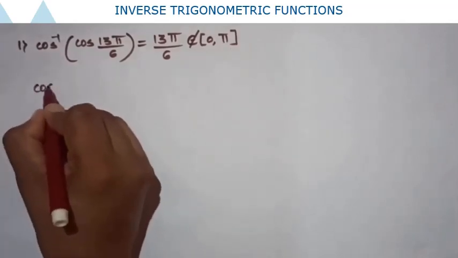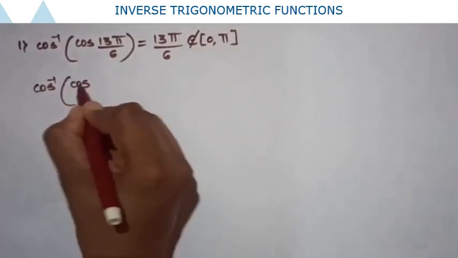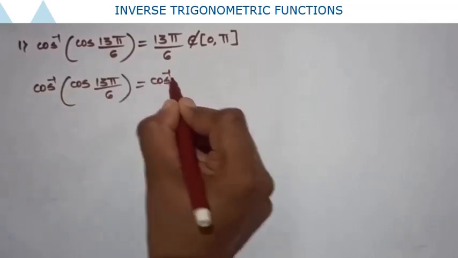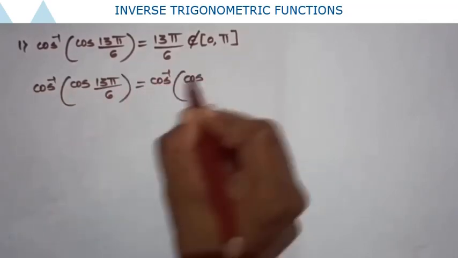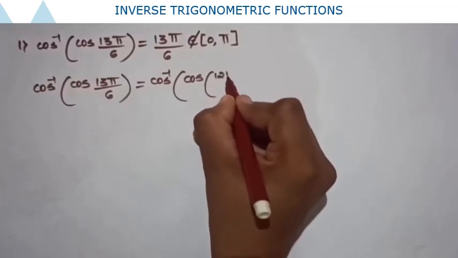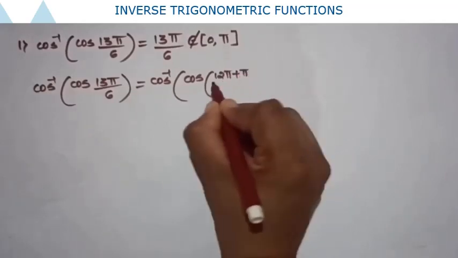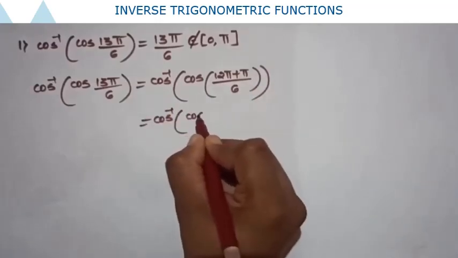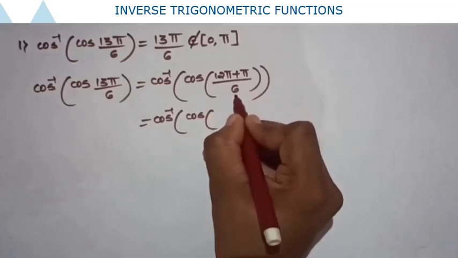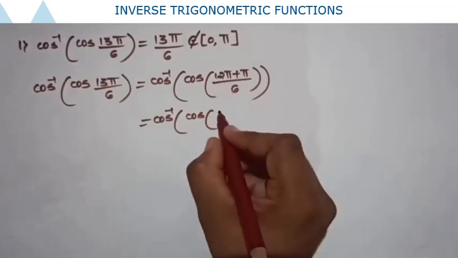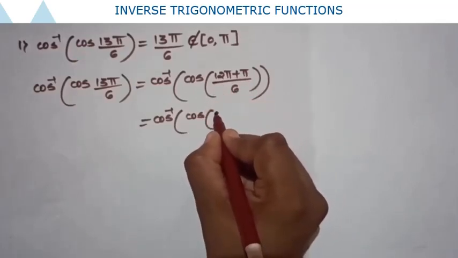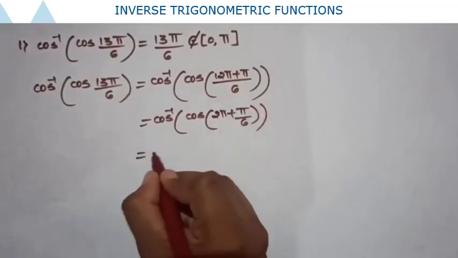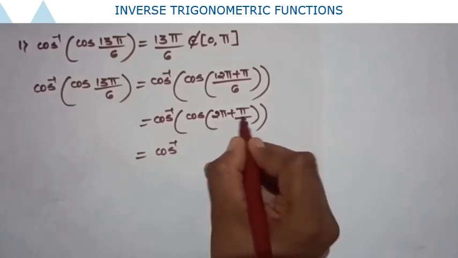So we are doing cos inverse of cos 13 pi by 6. Using allied angles from trigonometry, the 13 pi can be written as 12 pi plus pi, whole divided by 6. Therefore we can write cos inverse of cos, 12 pi plus pi whole divided by 6. Dividing both numerators, 12 pi by 6 becomes 2 pi, so we get 2 pi plus pi by 6. Therefore we are getting cos inverse of cos of 2 pi plus theta.